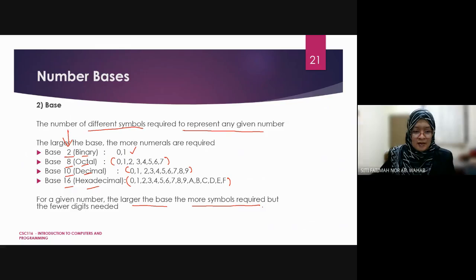A in hexadecimal is actually 10 in decimal. So the larger the base, the more symbols required, until F for hexa, but the fewer digits needed. Let's say you want to write 15. This is actually a decimal number. 15 in decimal is equivalent to what? Punch your calculator, class. Type decimal 15 and then go to hexa. It is equivalent to F base 16.